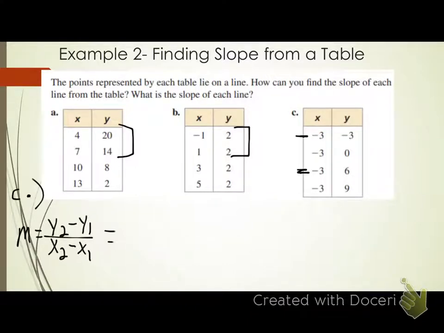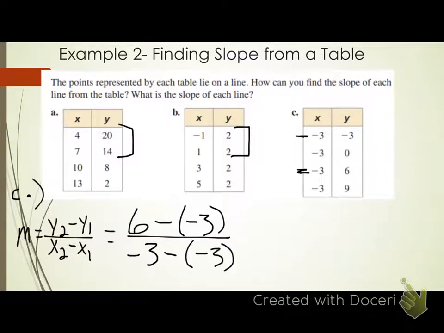Okay? Of those 2 points, what's the second y value listed? 6. Minus. What's my first y value listed? Negative 3. Over. What's my second x value listed? Negative 3. Minus, what's the first x value listed? Negative 3. 2 negatives next to each other makes a positive. 6 plus 3. Negative 3 plus 3. 0. 9 divided by 0.